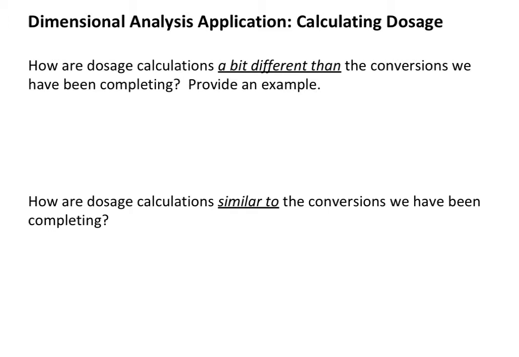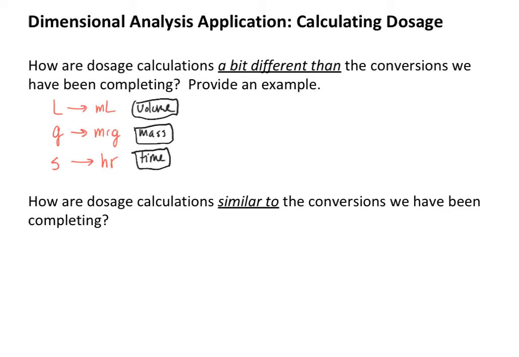And it's different than last week, per se, because if you recall, last week we may have been going from liters to milliliters, or maybe from grams to micrograms, or we went from seconds to hours. And as we saw in a previous video in this module, we're staying within the same dimension, right? So this is volume, this is mass, and this is time. And with dimensional analysis, it was very easy to go between these units because we were staying within the same dimension, and the conversions that we needed are standard conversions.